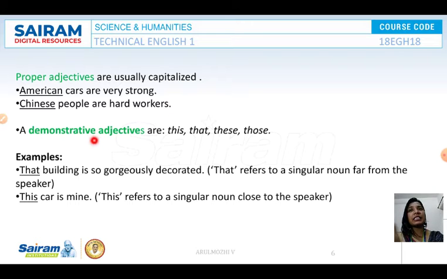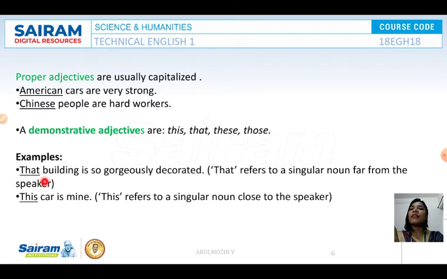What are demonstrative adjectives? This, that, these, those, they are demonstrative adjectives. This and these are used for the things which are nearer, and that and those are used for the things which are far away from the subject. Look at the examples. That building is so gorgeously decorated. Building is a noun. When this building is described by that, it becomes demonstrative adjective.